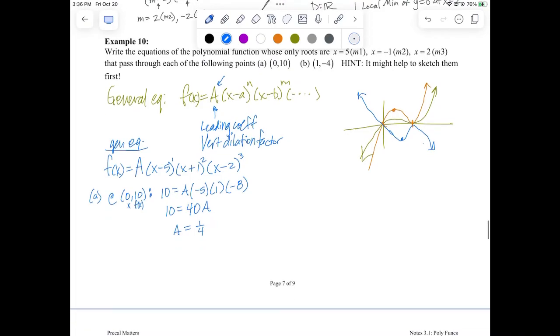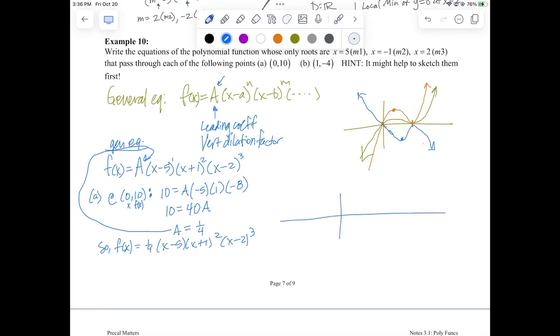Now that you find 1/4, you transition, you say so, or therefore, or consequently, and all you have to do is plug this a back into your general form. So we get f of x equals 1/4 times x minus 5 times x plus 1 squared times x minus 2 cubed. Now, if you want to sketch that graph, here's what it looks like. You have a root of 5. Here's 5, here's 2, and here's negative 1. And you know the degree is 6 because that's the sum of the multiplicities: 3, 4, 5, 6. And the leading coefficient we found was 1/4.